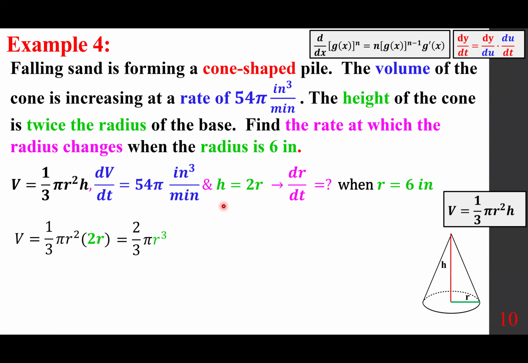Now, so dV dt, we're going to differentiate this because dV dt is given. dV dt starts with this number. This is a multiplier coefficient, the number. So dV dt is 2/3 pi. And now all you have to do is differentiate r cubed. And r cubed, when we differentiate, we get 3r squared dr dt.